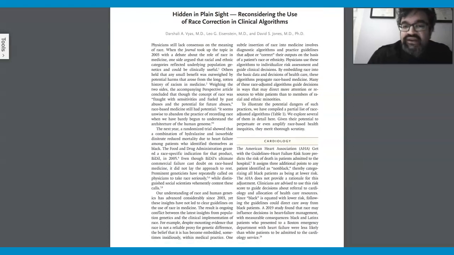But understanding of race has changed. Let's face it. What was there in 2003? This is looking at 2003. Human genetics, our understanding of the impact of human genetics on considering race, and how all of that has evolved into a more complex discussion is important. So it's embedded insidiously within medical practice, this understanding of race and the correction for this.